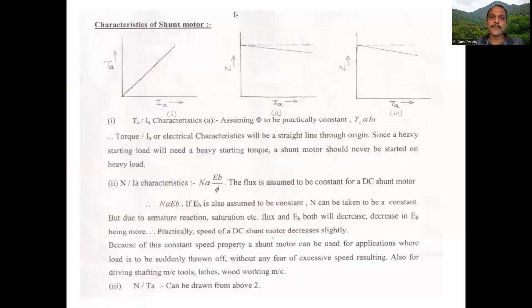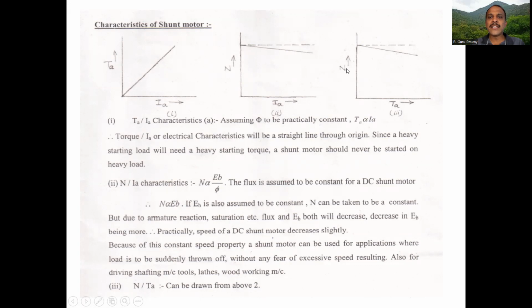If you look at the picture, the torque versus Ia characteristic, based on the torque and Ia equation, is a linear straight line passing through the origin. The speed versus Ia characteristic should be a straight line. Basically, high speed will be there at zero armature current, and whenever the armature current increases, the speed remains constant. That should be the ideal value. But practically, because of some effects, because of inertia or something, this value is going to be like this.